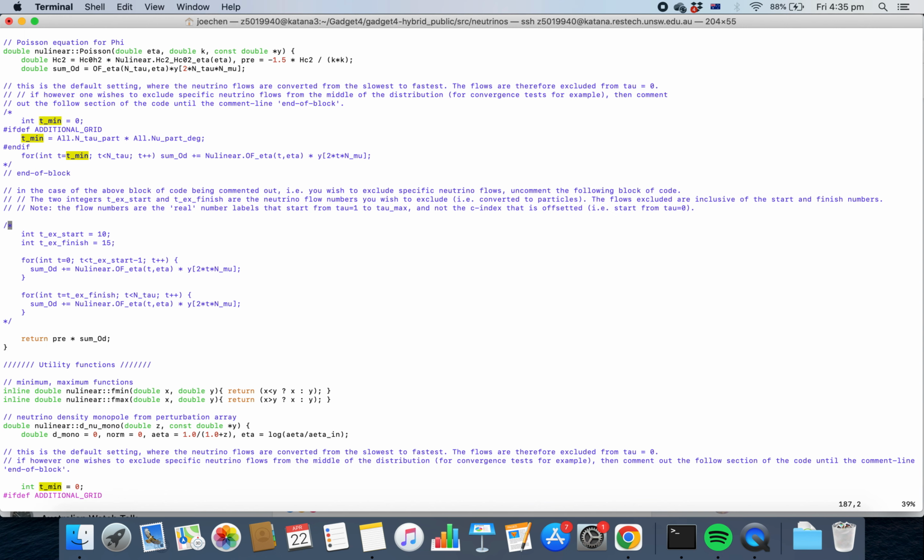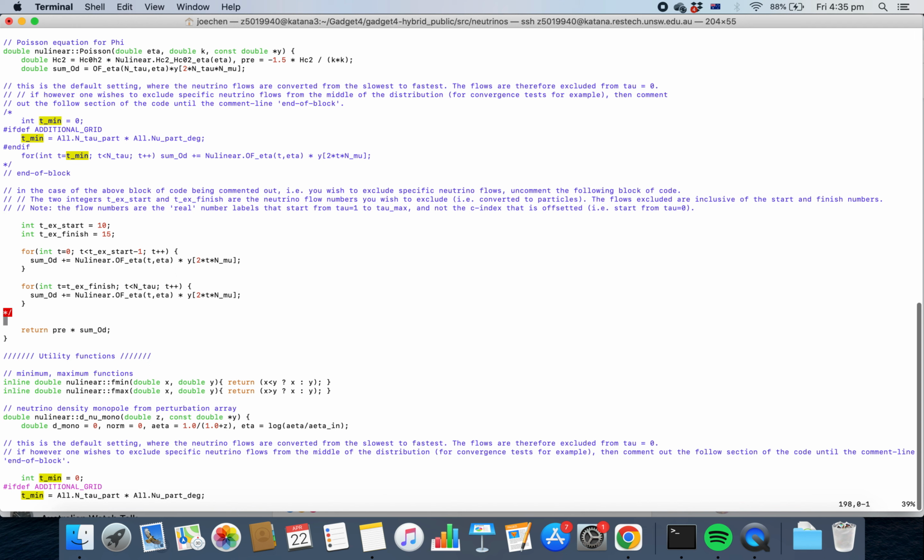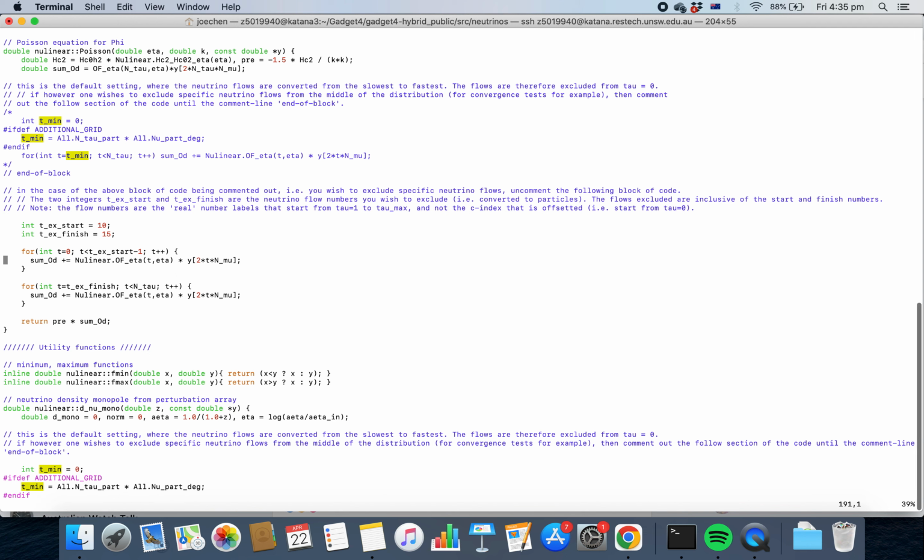And then uncomment this second block of code. Okay, so now that we've uncommented this part, the loop still looks similar, but it's been broken up. So the loop now goes from t equals 0 to some place that you specify as the start of the exclusion. And then it picks up again from the end of the exclusion to the end of the number of flows, so to the maximum flow n tau.